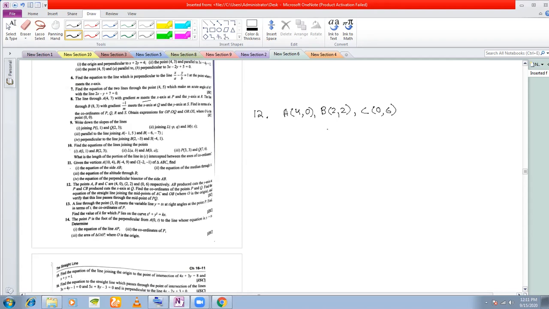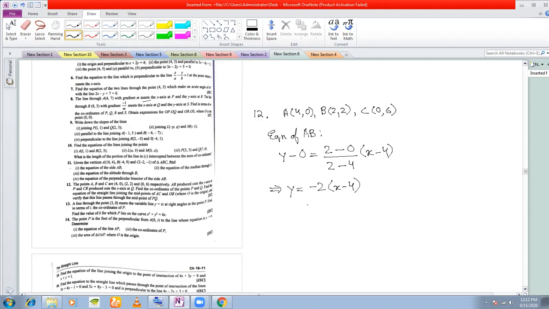So we can easily find the coordinates of P and Q, isn't it? First of all, we find out the equation of AB, and then we can find the point where it cuts the y-axis, the coordinates of P. So what is the equation of AB? We use the 2-point form: y minus y1 is equal to (y2 minus y1) by (x2 minus x1) into (x minus x1). So this is y is equal to minus 2 times (x minus 4). This is the equation.